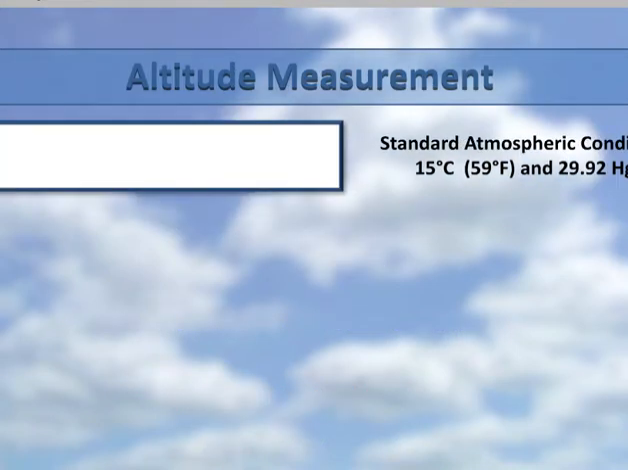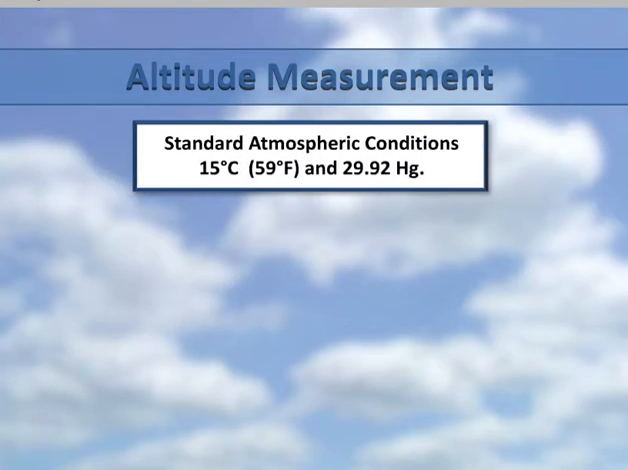Now, altitude is one of those things that can be expressed in a number of terms. True altitude is the altitude above sea level. Absolute altitude is the height above the ground. But when we think of altitude in terms of air density, these are the ones we need to understand.